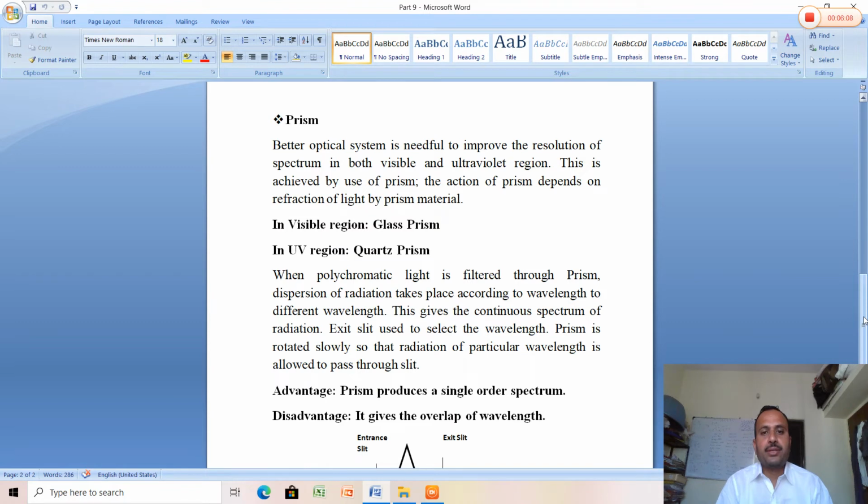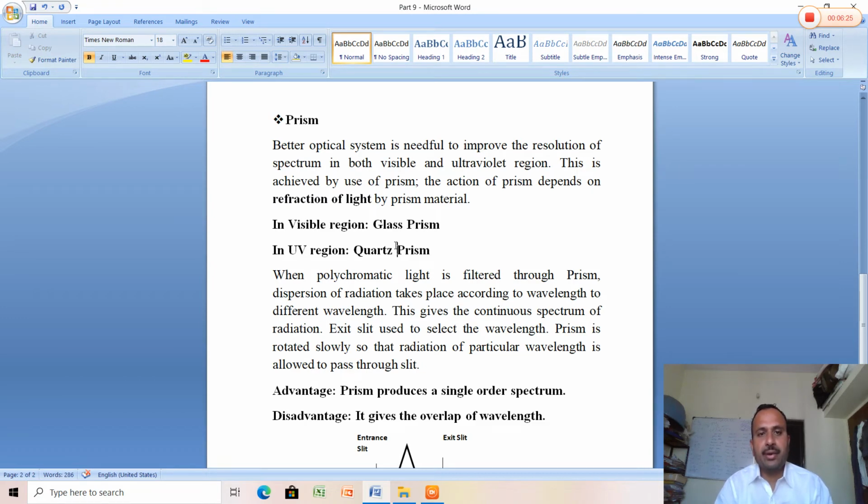So this is achieved by the use of prism. The action of prism depends on the refraction of light. This is the most important: refraction of light by the prism of materials. So this is the basic principle of prism, that a prism acts on the refraction of light.